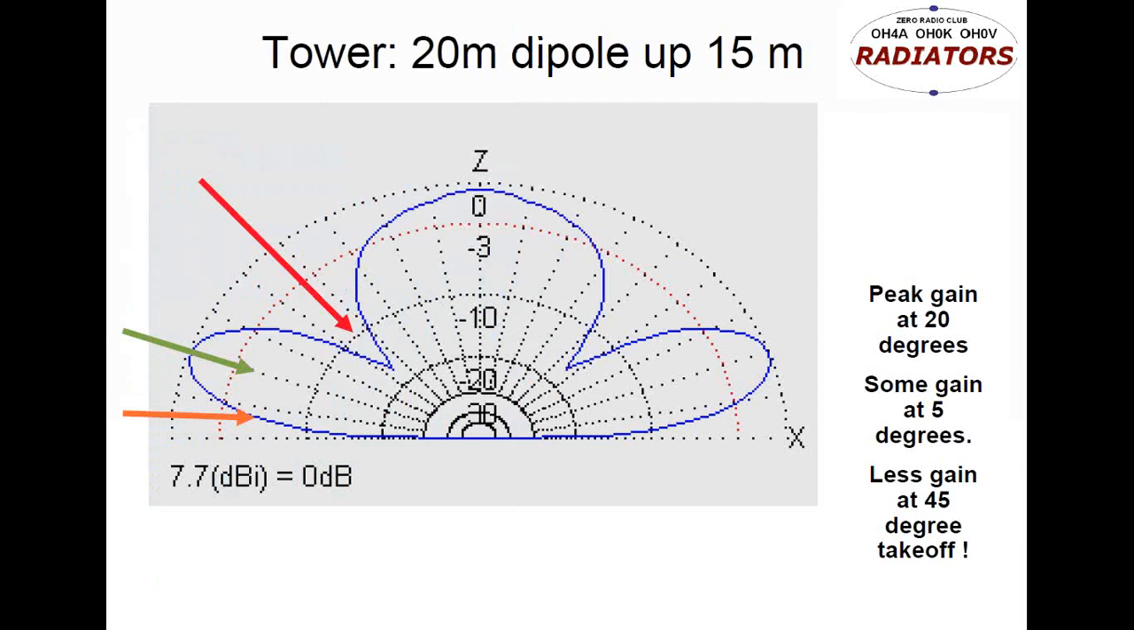So if we are looking at this, there's a 20-meter dipole that's up 3/4 of a wavelength. This shows a peak gain of about 7.7 dBi at about 20 degrees takeoff, and there's a decent gain of about 0 dBi at about 5 or 7 degrees takeoff. But then look at this red arrow. This is really a big case for everybody to understand that there is going to be what I would call a problem area.